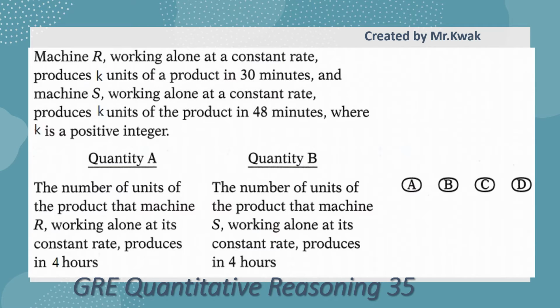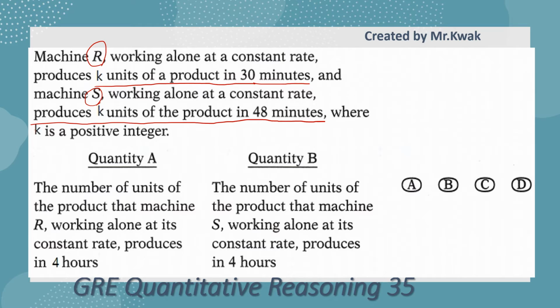Alright, how was the question? Let's read the question one more time and underline important words first of all. Machine R, working alone at a constant rate, produces K units of a product in 30 minutes. And machine S, working alone at a constant rate, produces K units of the product in 48 minutes.